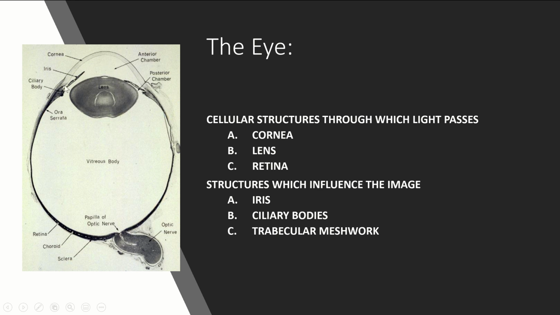As well as produce fluid to keep the eye inflated. And that helps focus the image as well. And then the trabecular meshwork, we'll learn more about that. But that's right in there, and that's what's going to allow the fluid being made by the part of the ciliary body to drain so that the eye doesn't blow up into a big ball and explode.